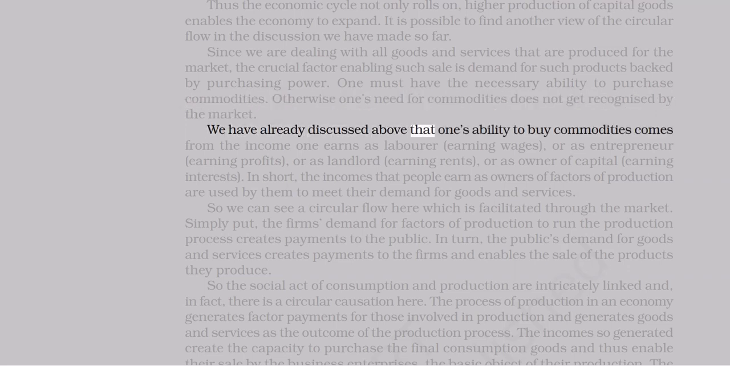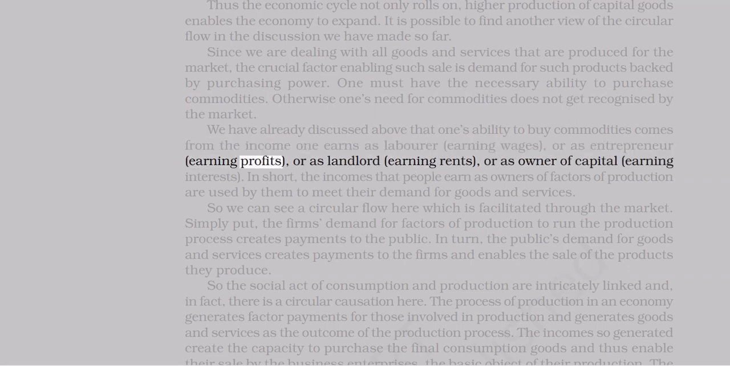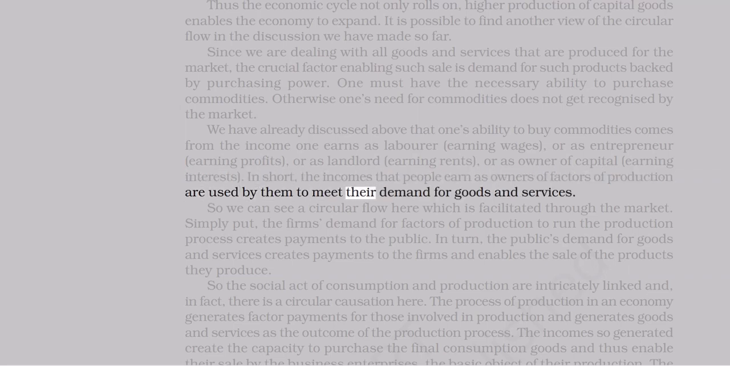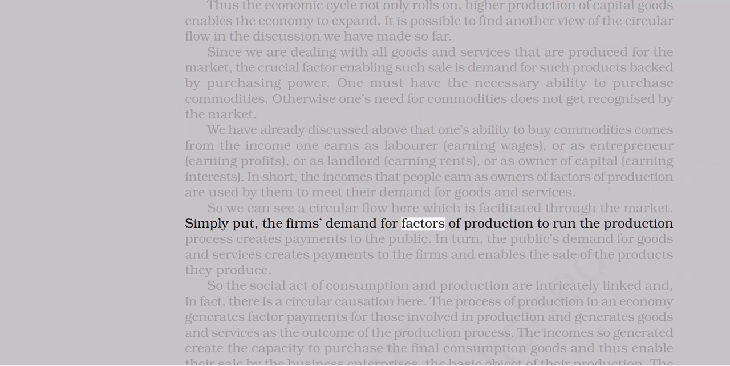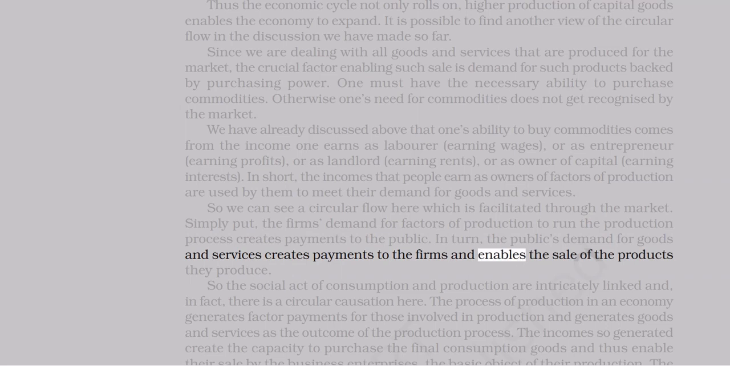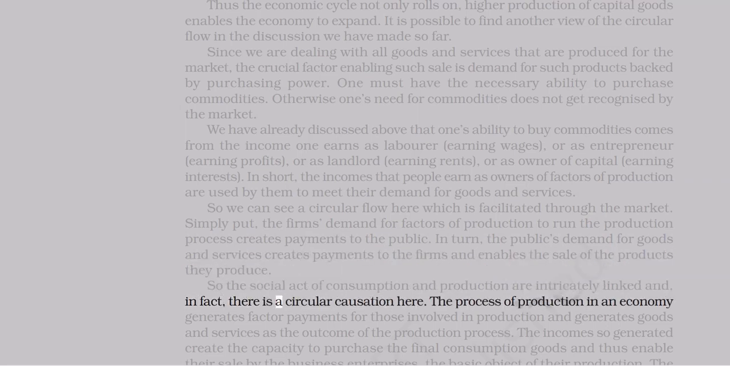We have already discussed above that one's ability to buy commodities comes from the income one earns as laborer, earning wages, or as entrepreneur, earning profits, or as landlord, earning rents, or as owner of capital, earning interests. In short, the incomes that people earn as owners of factors of production are used by them to meet their demand for goods and services. So we can see a circular flow here which is facilitated through the market. Simply put, the firm's demand for factors of production to run the production process creates payments to the public. In turn, the public's demand for goods and services creates payments to the firms and enables the sale of the products they produce. So the social acts of consumption and production are intricately linked and, in fact, there is a circular causation here.